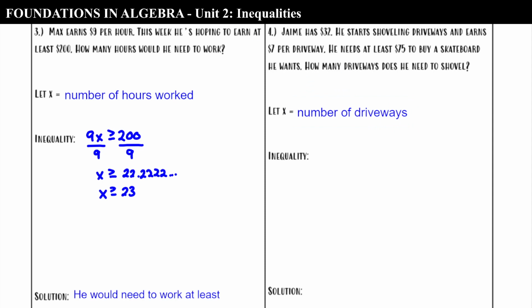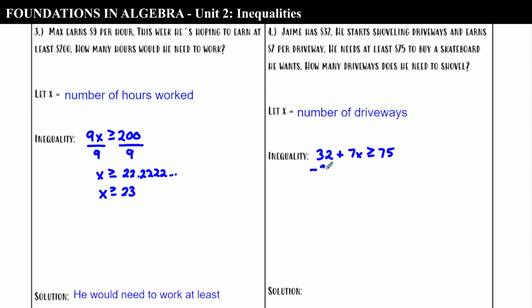So now let's set up our inequality. So he needs at least $75 and he earns $7 per driveway. So he already has $32, so we're going to add that in first. Now he needs to shovel driveways at $7 per driveway. That's $7 times the number of driveways. That's got to be greater than or equal to his goal of $75.